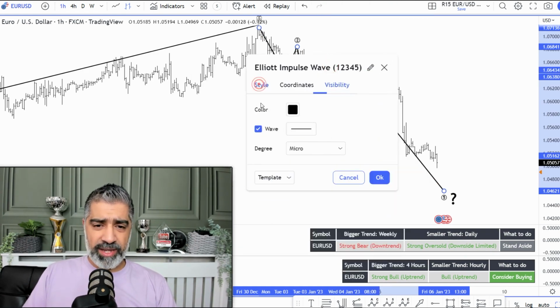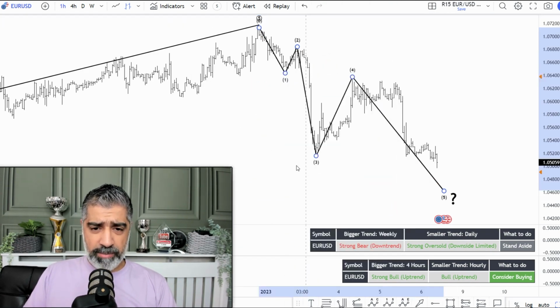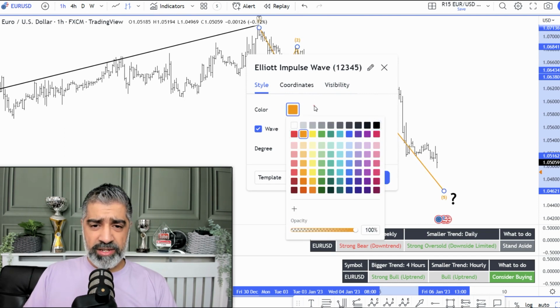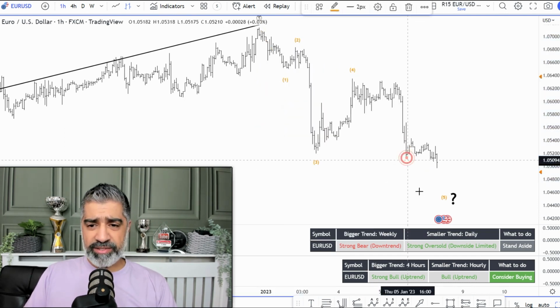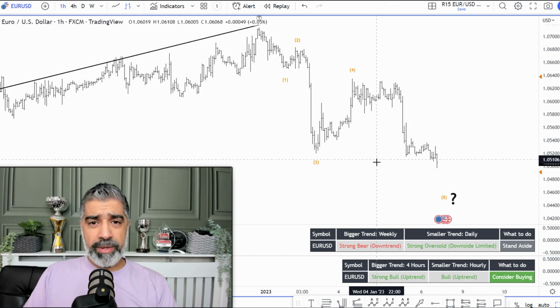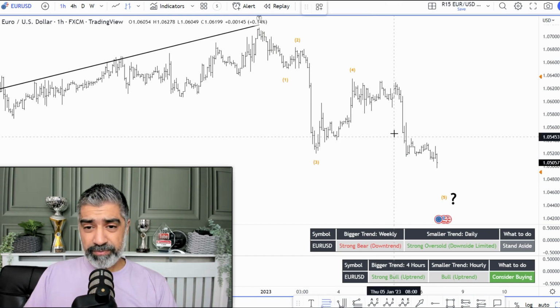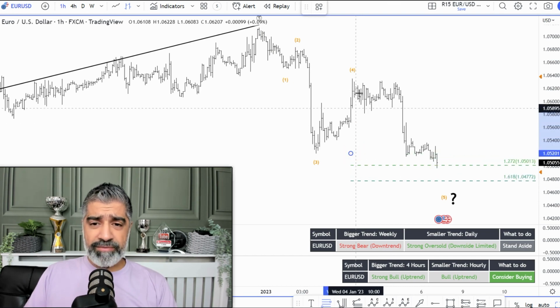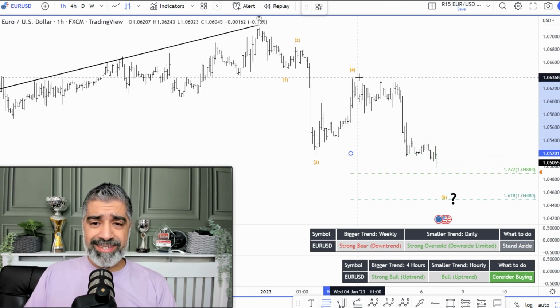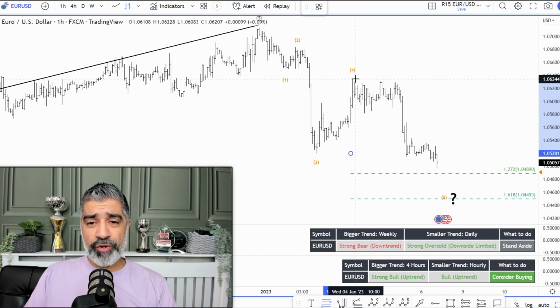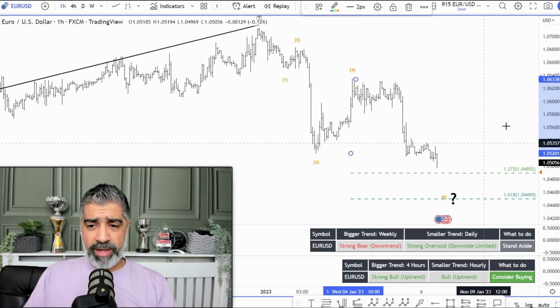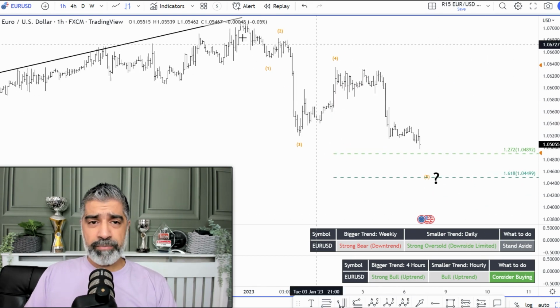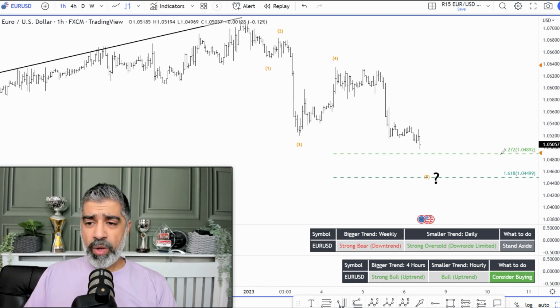So let's just clean this up slightly. Let's just change this color to amber, and I'm just going to move the lines, right? So what I'm going to do is something really simple. It's called an external retracement. So most wave fives end in an external retracement of wave 4. And the two key ratios we want to be aware of are these two numbers over here, 1.272 and 1.618.